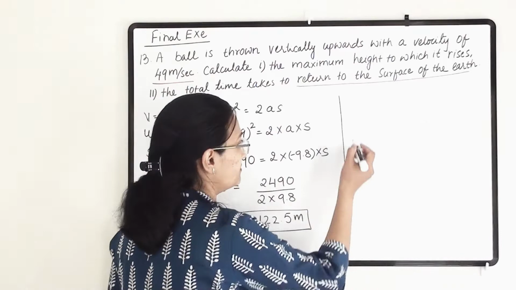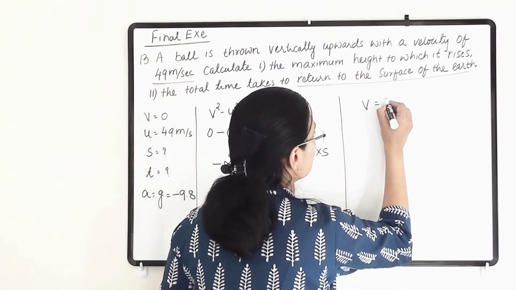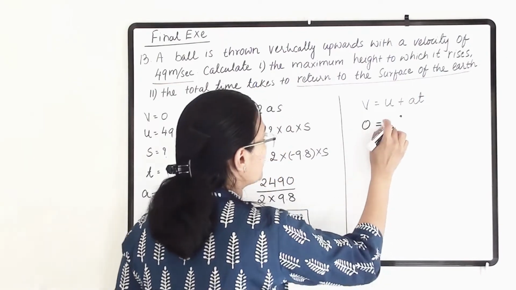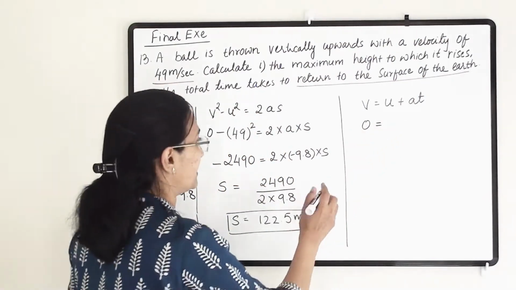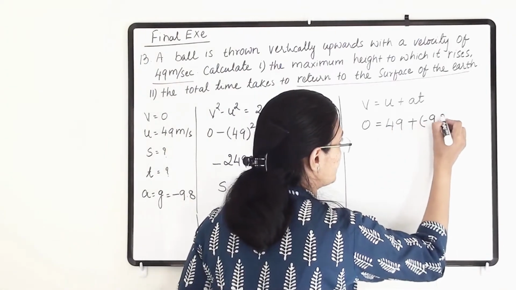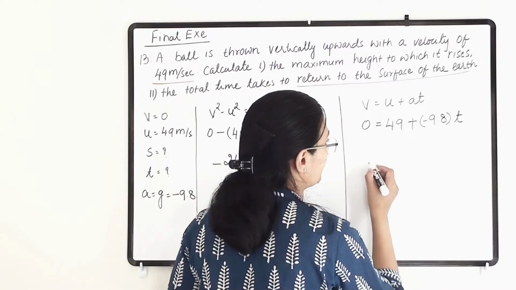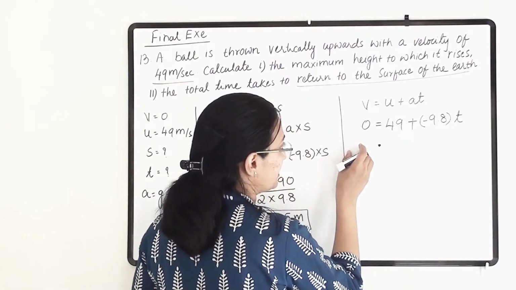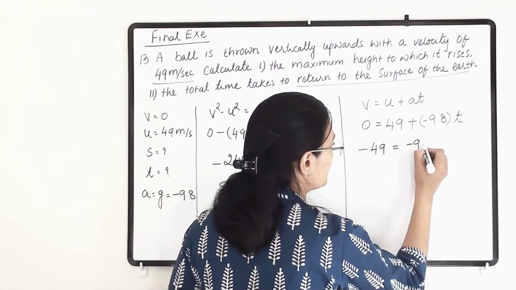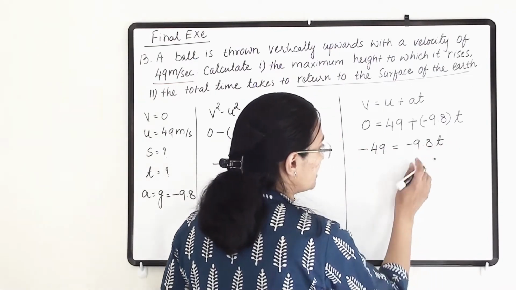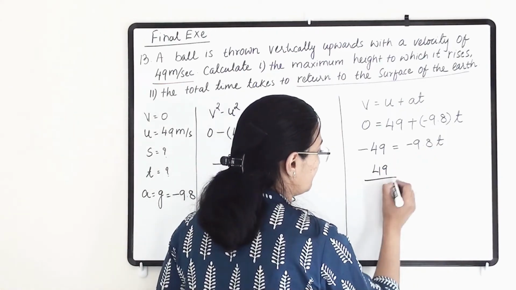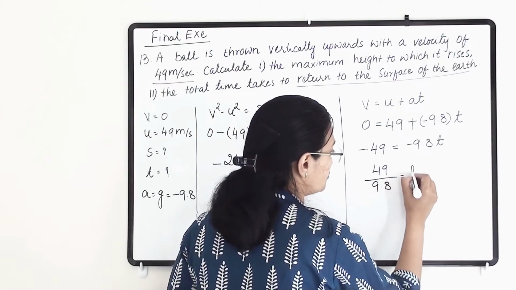Now for the time, we know that V equals U plus AT. So V is 0, U we know is 49, plus A, which we know is minus 9.8, and T we are going to find out. So this 49 we are taking to this side. So it is going to be minus 49 equals minus 9.8 into T. 9.8 will go to the denominator. So 49 divided by 9.8 equals T.